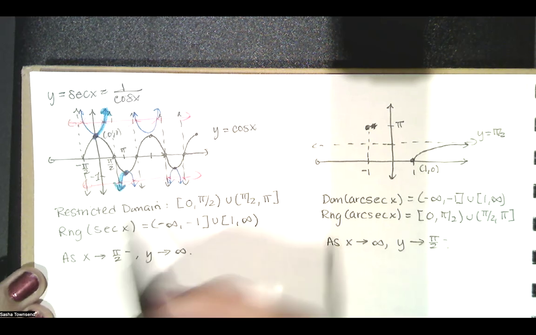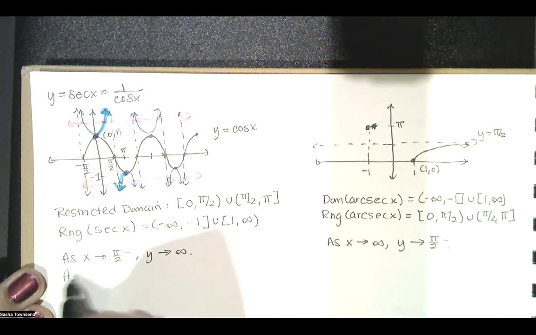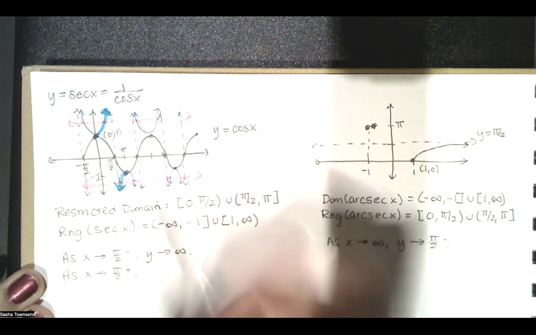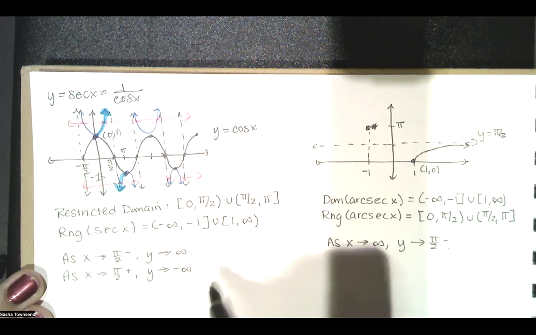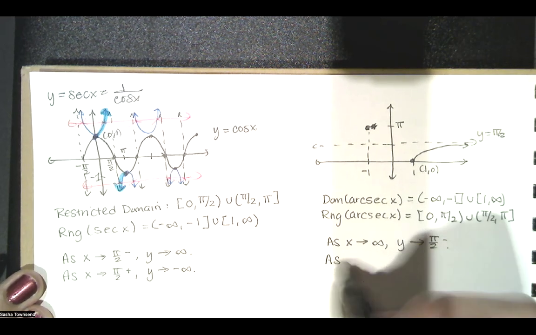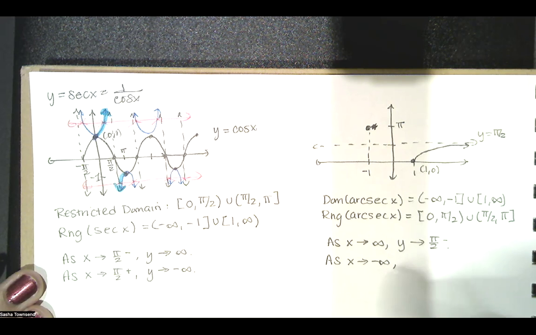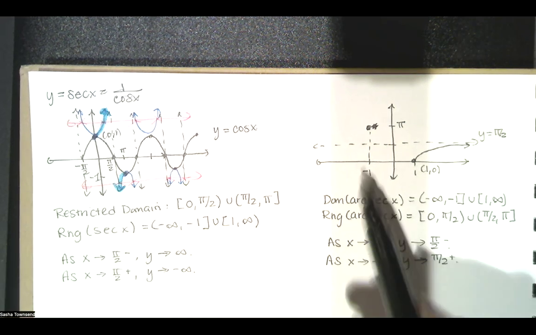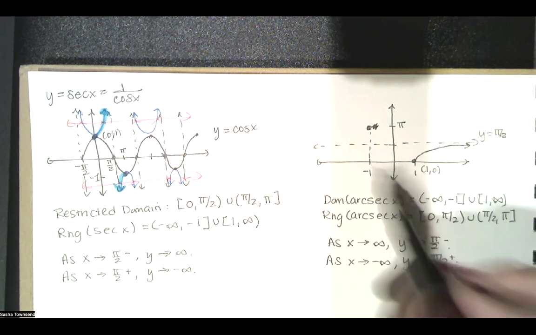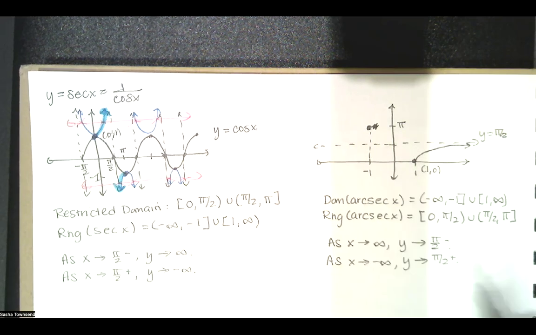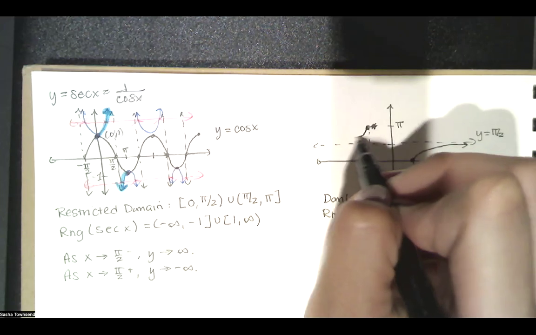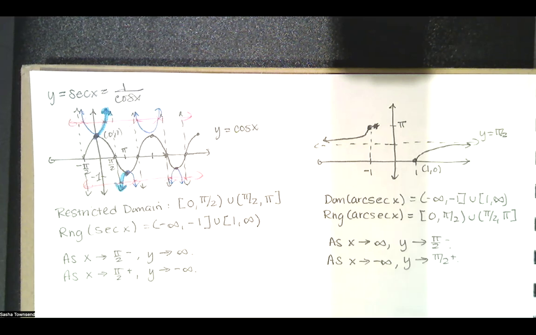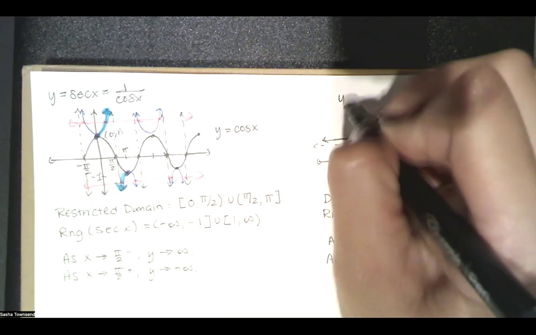You say, okay, what happens on this branch? As x approaches pi over 2 from the right, what happens to the y values? They go to -infinity, right? Well, switching the roles of x and y, we have as x goes to -infinity, y approaches pi over 2 from the right. So we're going to go to -infinity, and the y values on our graph are going to get close to pi over 2, but they're going to be slightly greater than pi over 2. So it's going to look like that. So that comes from this part of the graph after switching the roles of x and y. So this is y equals arc secant of x.